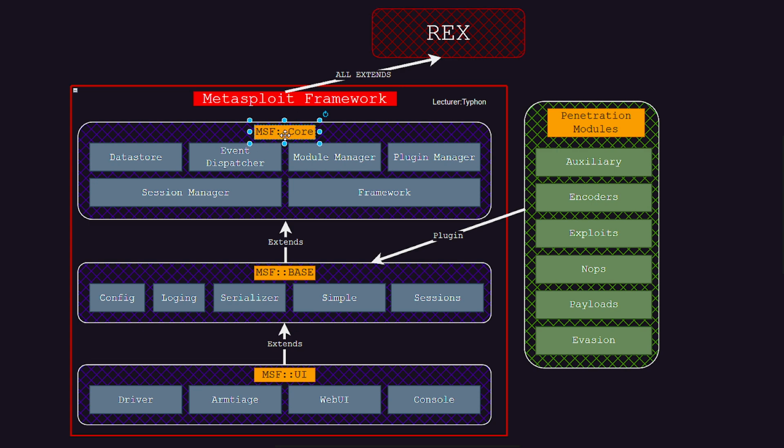And we have the Metasploit framework core here. This is the foundational layer of the Metasploit framework, and it serves as the underlying application programming interface, API, that provides a standardized way for various components to communicate and interact. Think of it as the engine that powers the entire framework.